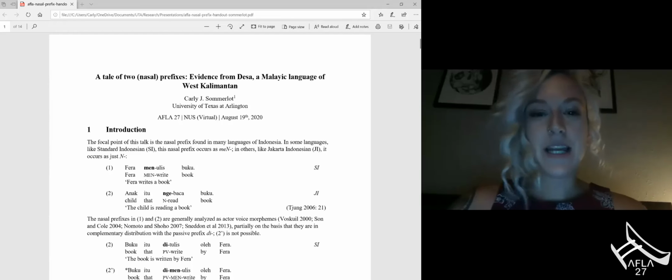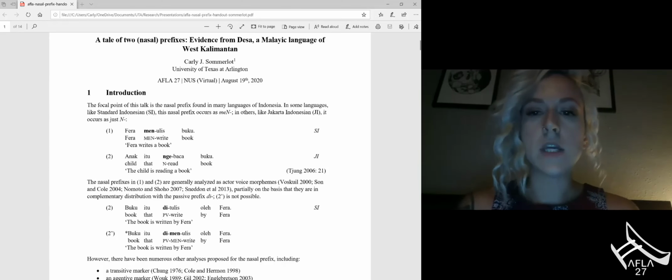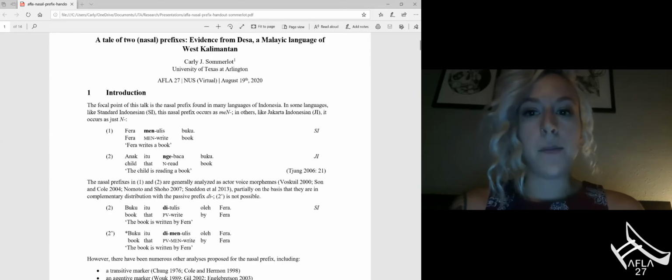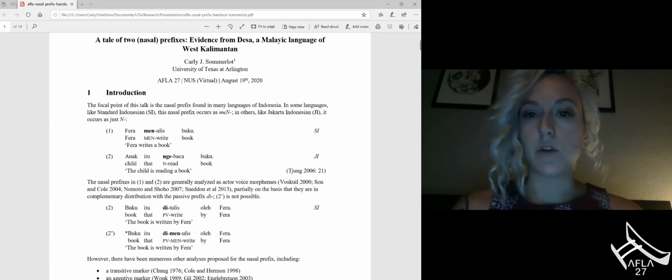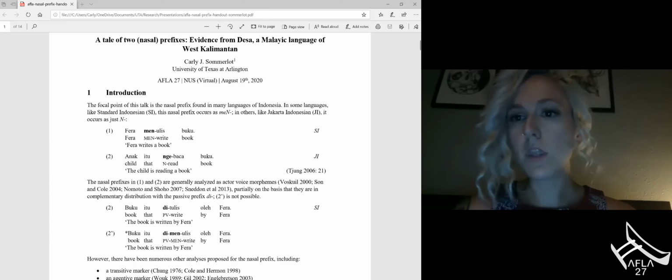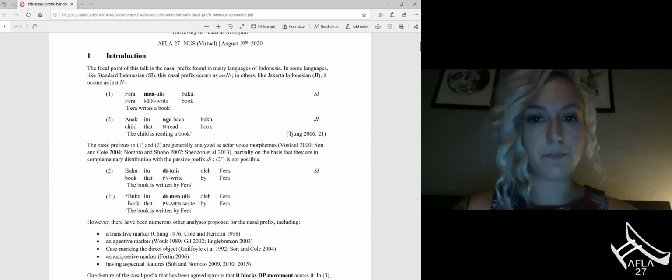Thanks, Mitcho. Yes, so today the focal point of my talk is the nasal prefix that's found in many languages of Indonesia. We just saw a little bit of it in the last talk. And in some languages, we see this nasal prefix in standard Indonesian as a full meng- prefix, but in others like Jakarta Indonesian, we see just this N occurring by itself. And there are some examples here in 1 and 2 of the two languages, standard Indonesian and Jakarta Indonesian.